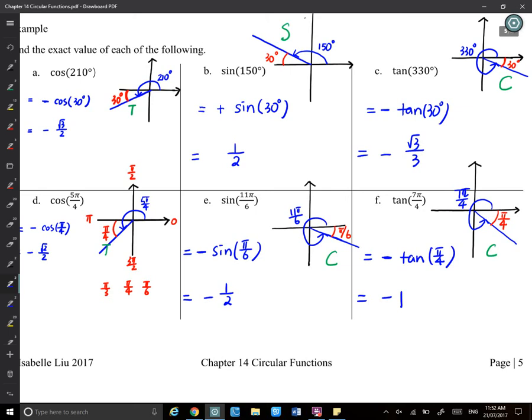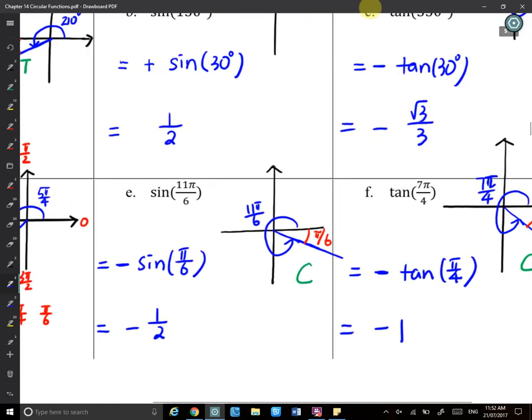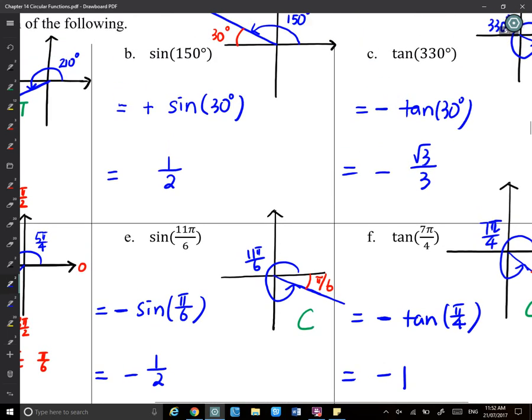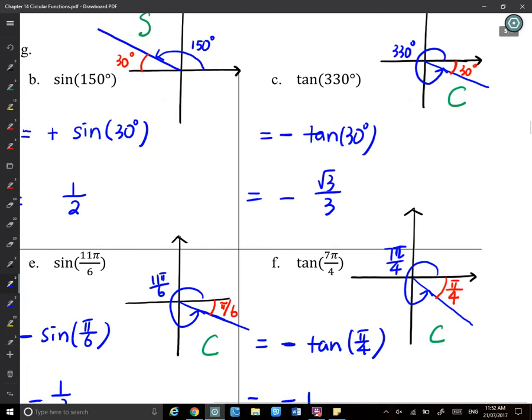Do we have enough time? Okay. For B, I have sine 150 changed into sine 30. It is the sine quadrant, so I still have a plus sign, and that's positive a half. For C, change the angle into 30, but I stay in the cosine quadrant. That is negative for tangent, so I have negative tan 30. Tan 30 is root 3 over 3, so it's negative root 3 over 3.